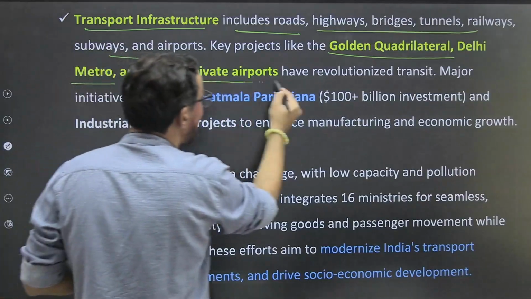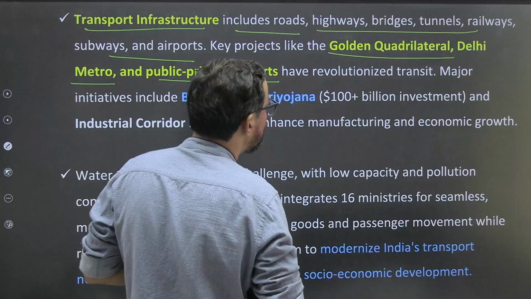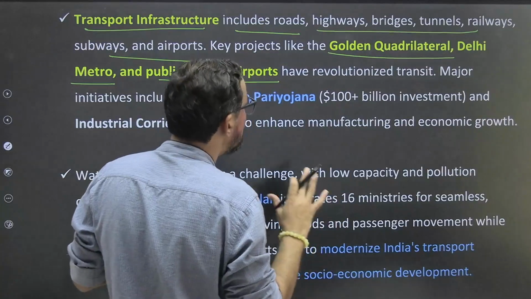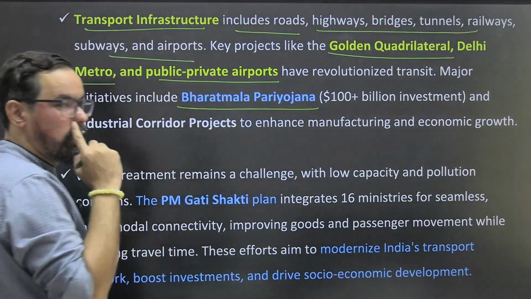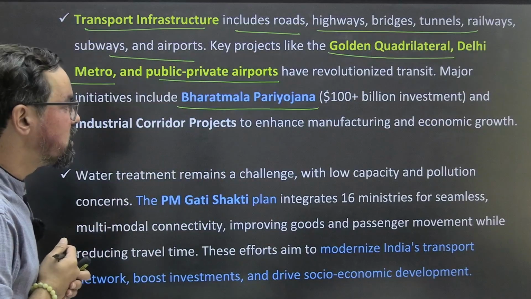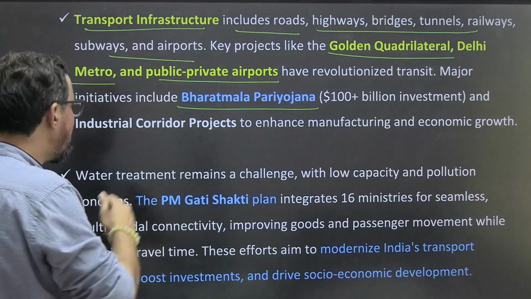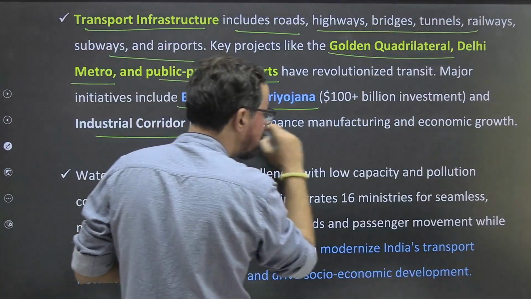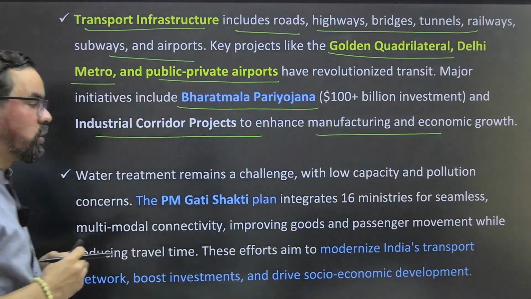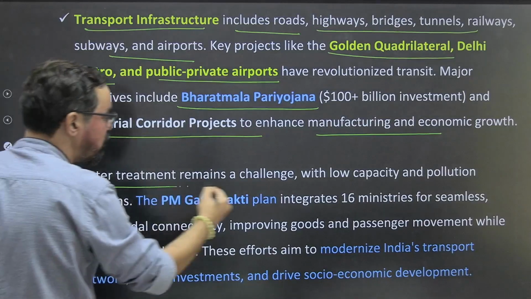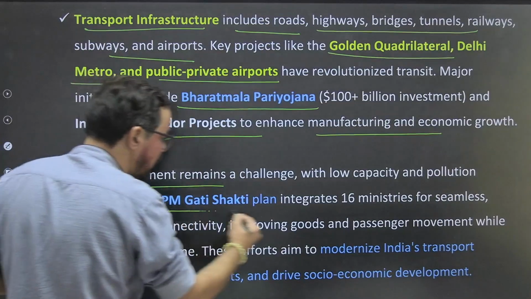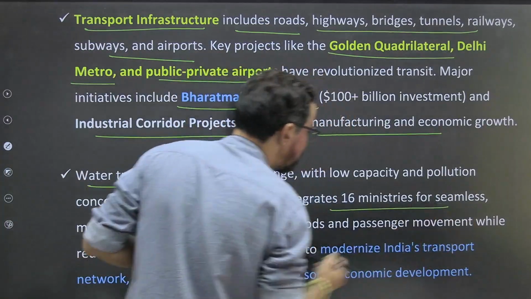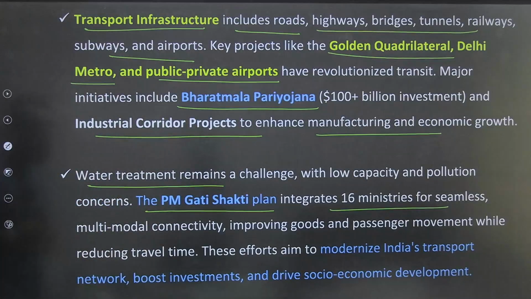Okay. Public-private airports have revolutionized transit. Major initiatives like the Bharatmala Pariyojana also, with a 100 plus billion US dollar investment. Industrial corridor projects enhance manufacturing and economic growth. Water treatment remains a challenge, with low capacity and pollution as concerns. So the PM Gati Shakti plan integrates 16 ministries for seamless multimodal connectivity.